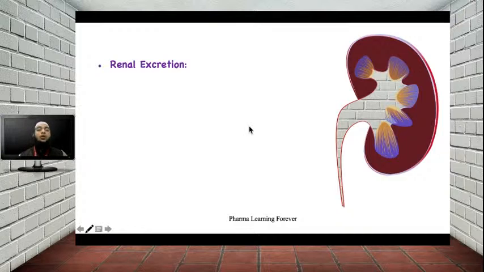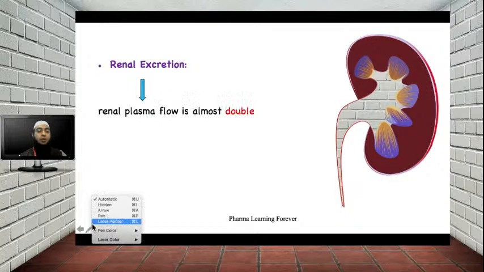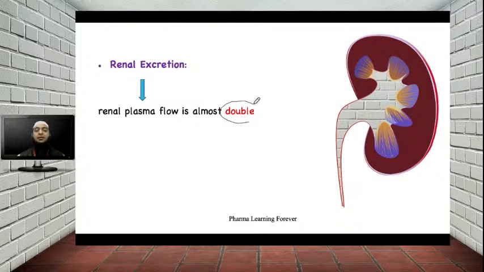Let's see what the effect is on the renal excretion. On the renal excretion, it is observed that the renal plasma flow is almost double. The renal plasma flow is double because there is an increase in the volume of the plasma or volume of the blood, so obviously more blood will move towards the kidney, and the renal plasma flow is almost double in pregnant women. Now what will happen due to this?